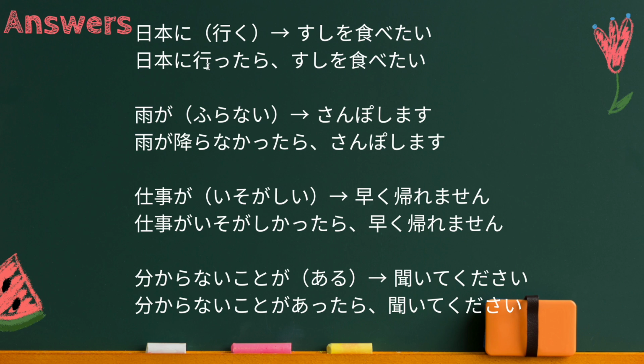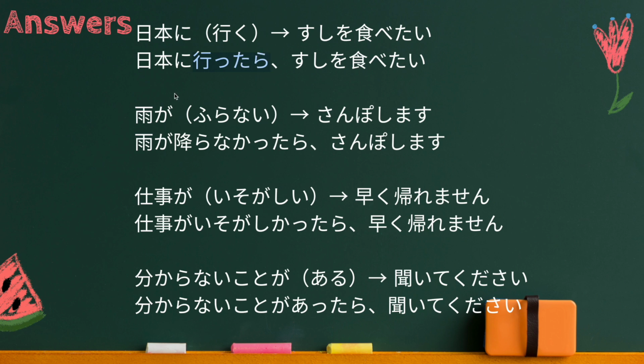日本に行ったら寿司を食べたい。This means if I go to Japan, I would like to eat sushi. 行った is past plain form, ta form. So use this ta form and then add ra. Together it means if I go.